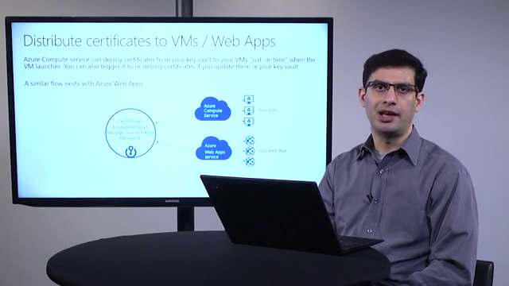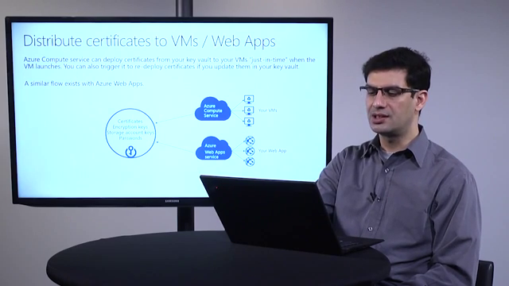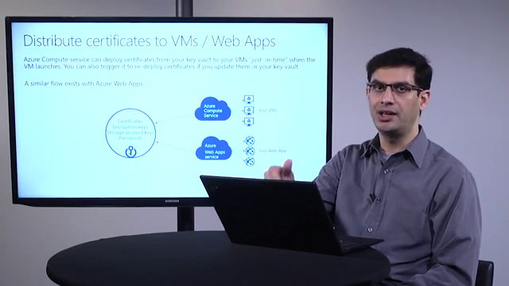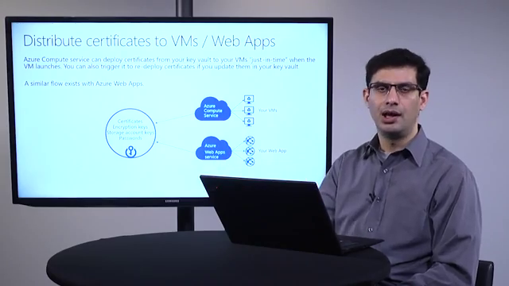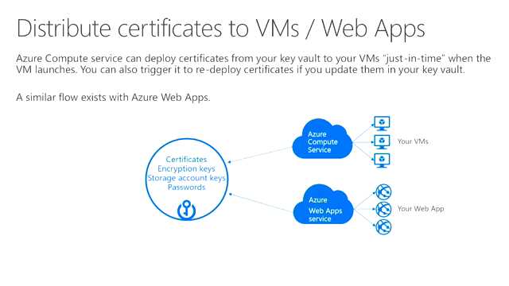Similar facility exists in the Azure Web Apps service also. Azure Web Apps service will take your SSL certificate and actually front-end SSL for your web apps. And for other kinds of certificates, it will take it from your key vault and distribute them into your web apps. And oh, by the way, in the previous flow, you can tell the Azure Compute Service where exactly you want to place this on the target VM. If it's a Windows VM, you can tell it specifically which certificate store. If it's a Linux VM, you can tell it the directory and file name where you want to place the certificate.